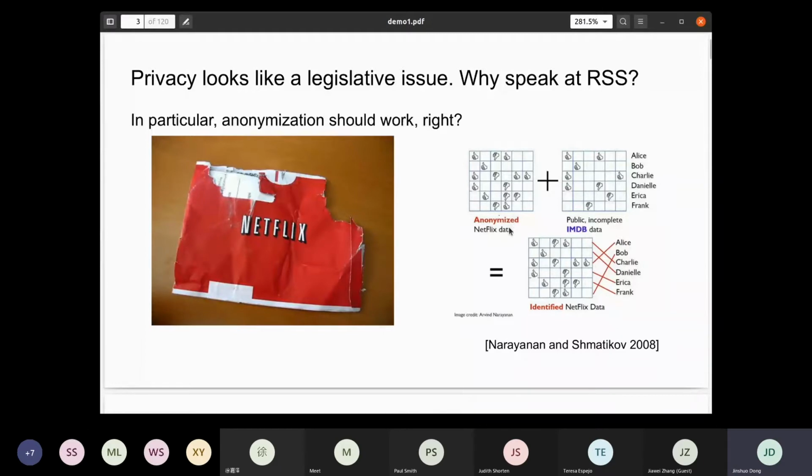And that is what everybody would believe should work, right? Privacy just looks only like a legislative issue, and anonymization, proper anonymization should work. By anonymization, we mean not only remove the username or actual name, but also credit card information, things like that.